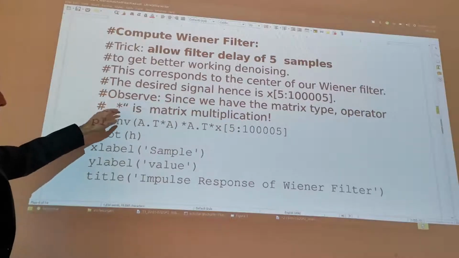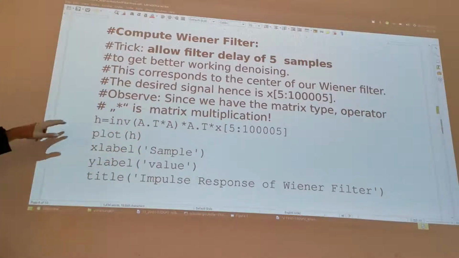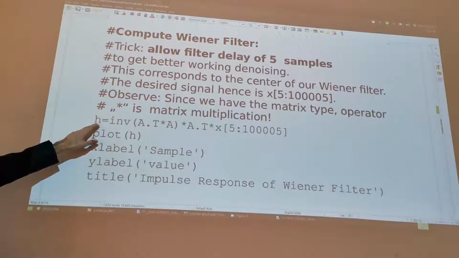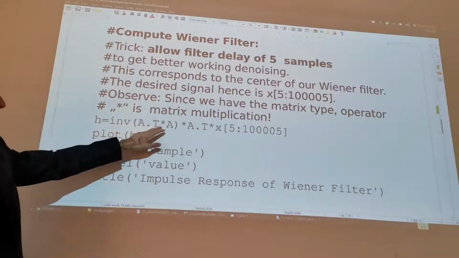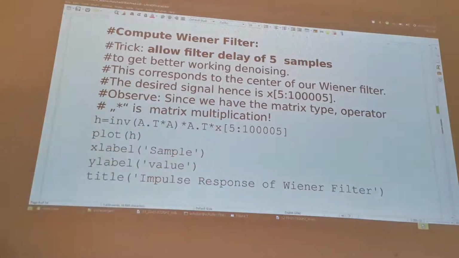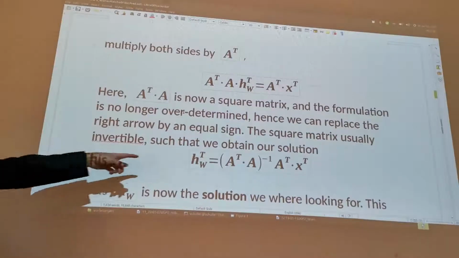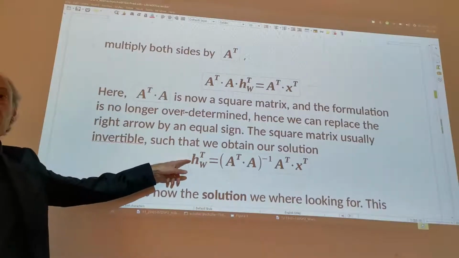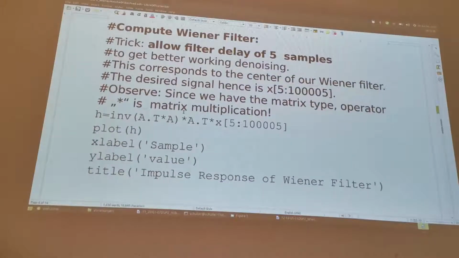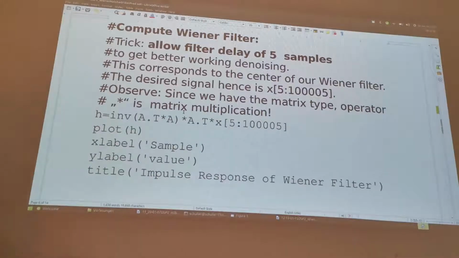And we use the matrix type, which means star is the matrix multiplication. So that's a little bit tricky, but it allows me to write our solution pretty much immediately, like we just saw. So H here is the inverse of A transpose times A times A transpose times X. Right. This is exactly the formula that we just saw. So I just take this formula directly to the Python code. So now this H contains 10 coefficients, which are now our Wiener filter, which we can now plot.